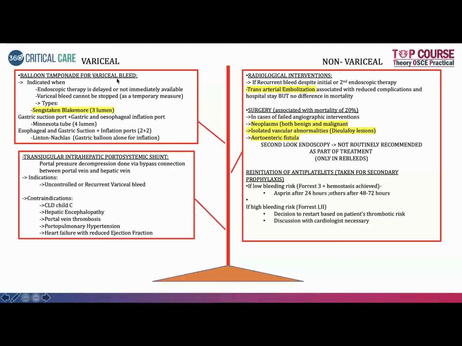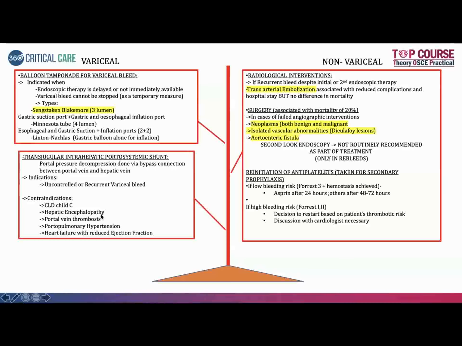So the ultimate treatment for refractory variceal bleed would be transjugular intrahepatic portosystemic shunt, that is TIPS, wherein they decompress the portal pressure by creating an artificial bypass between the portal vein and the hepatic vein. The indication for TIPS would be recurrent and uncontrolled variceal bleed. The main complication of TIPS would be hepatic encephalopathy. So in a patient who is already encephalopathic, this will definitely worsen.